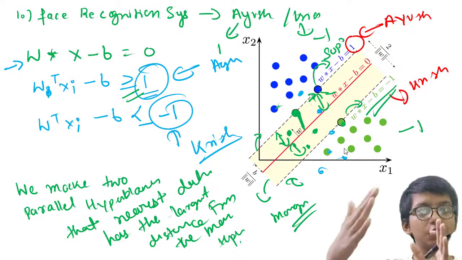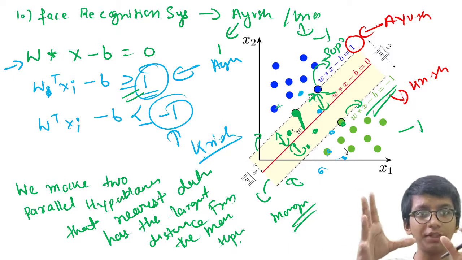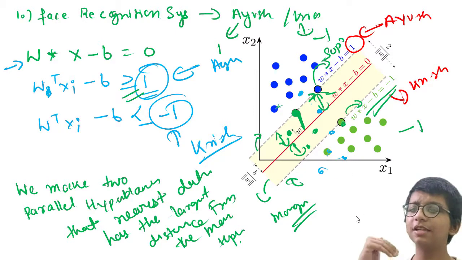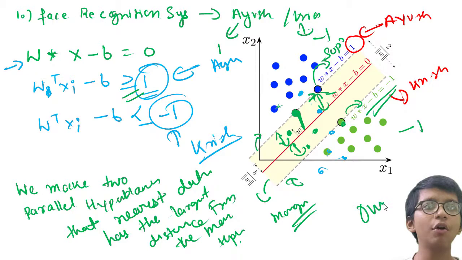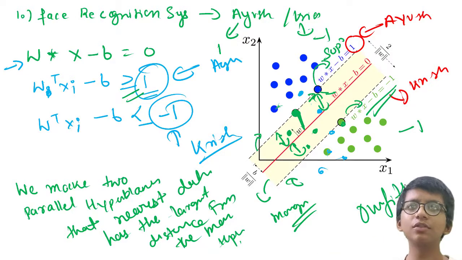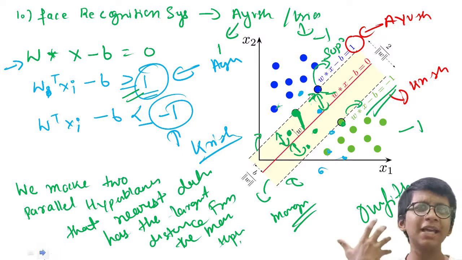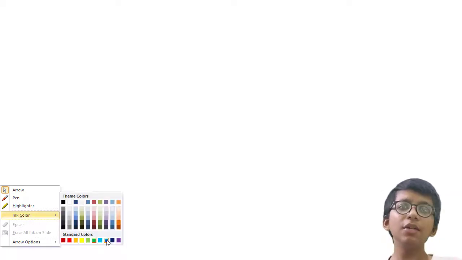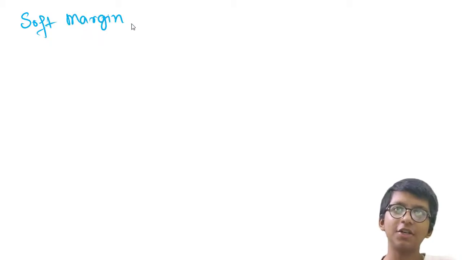We are strictly imposing that points stay out and not come inside, so it is prone to overfitting. That's why we can relax this, and we have introduced soft margin classification. Maybe you know, but you may ask, Ayush, what is soft margin classification?